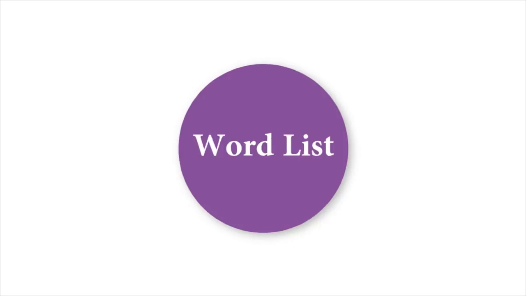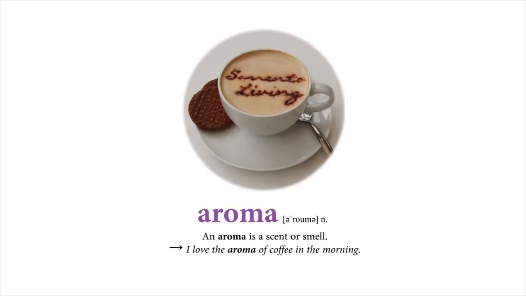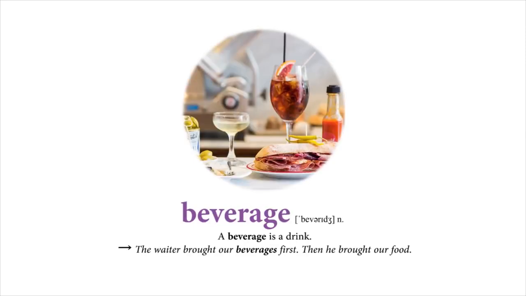Unit 1. Word list. Aroma. An aroma is a scent or smell. I love the aroma of coffee in the morning. Beverage. A beverage is a drink. The waiter brought our beverages first, then he brought our food.